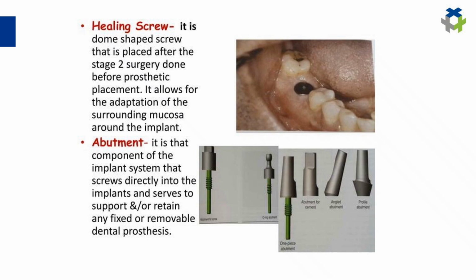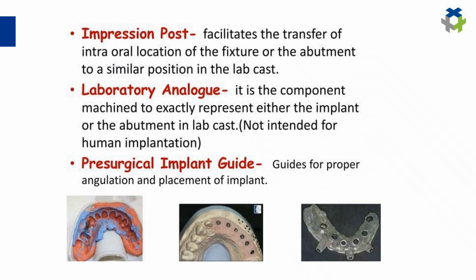Abutment: it is that component of the implant system that screws directly into the implant and serves to support or retain any fixed or removable dental prostheses. Impression post: this facilitates the transfer of the intraoral location of the fixture or the abutment to a similar position in the lab cast. Laboratory analog: it is a component that is machined to exactly represent either the implant or the abutment in the lab cast. Pre-surgical implant guide: this guides for proper angulation and placement of the implant.